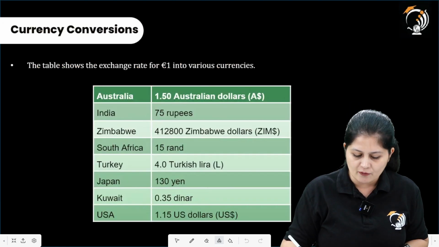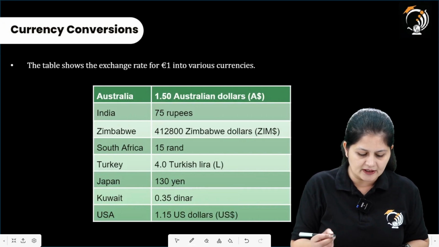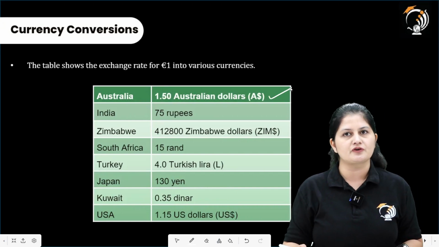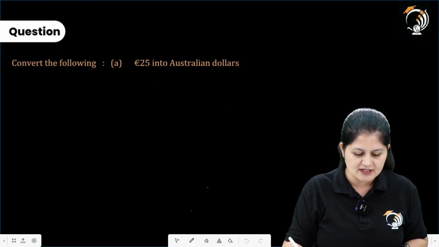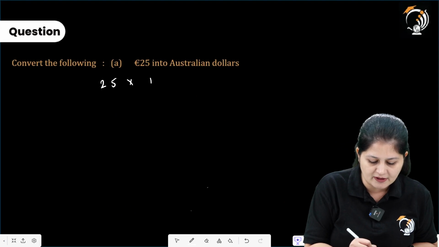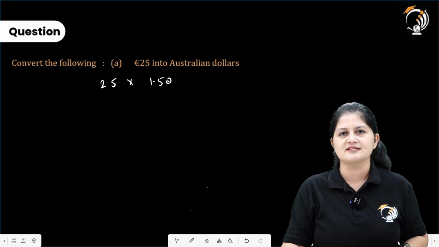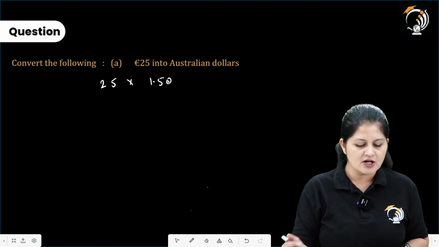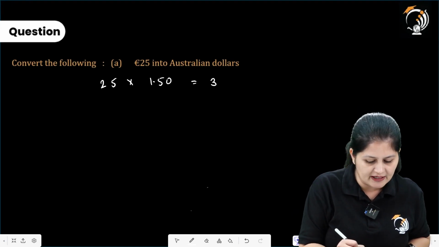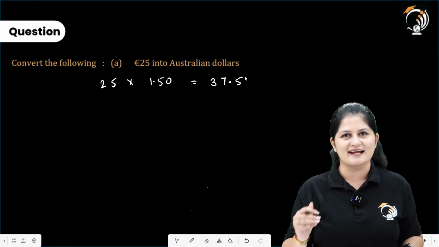So firstly, we are going to refer to the table here and observe that 1 euro is equal to 1.50 Australian dollars. So in order to do this conversion, we are going to multiply 25 with 1.50 in order to get this currency in Australian dollars. So let's use the calculator in order to do this calculation, and here we are getting this as 37.5 Australian dollars. Is that clear?